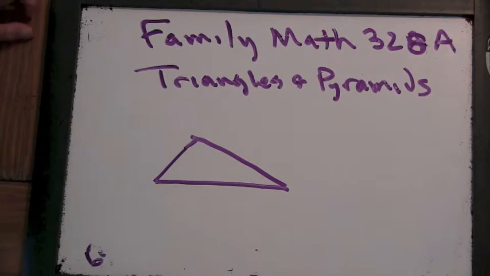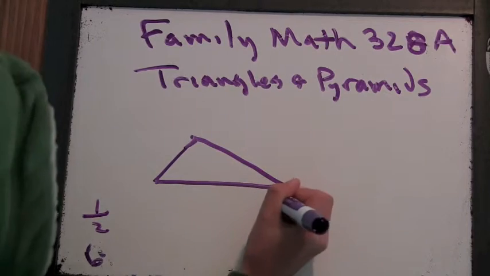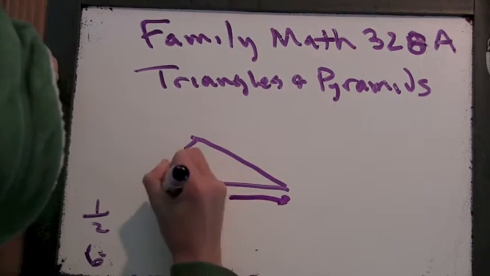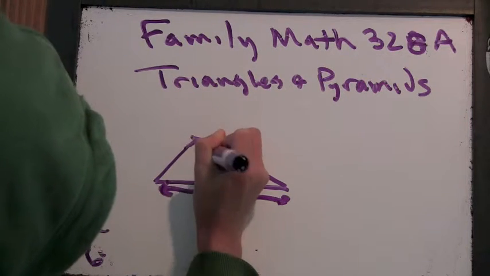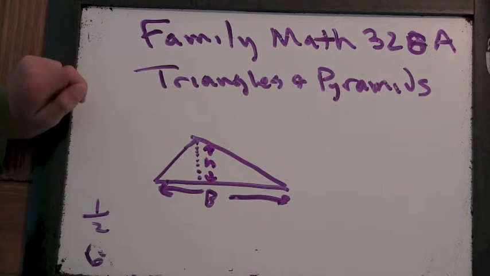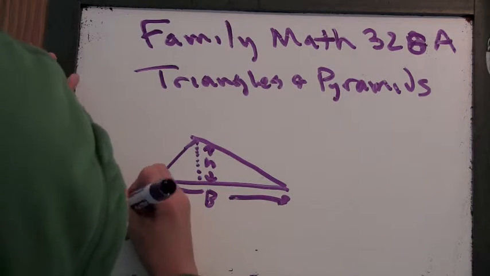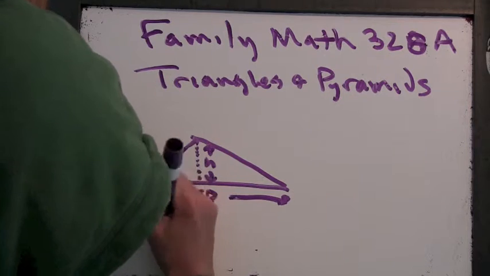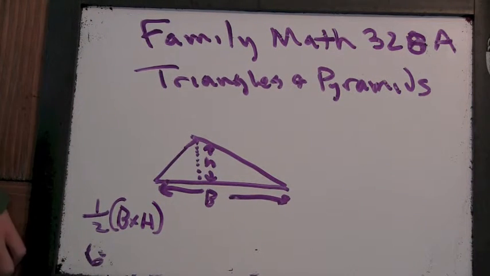Well, it means 1/2 base. This is the base, and the height is here. Okay. It's perpendicular to the base. You can go ahead and write 1/2 b times h if you want. So that's just a formula, 1/2 base times height.